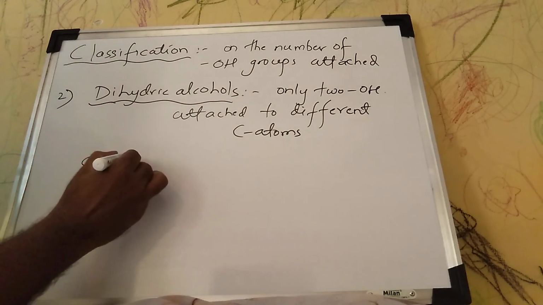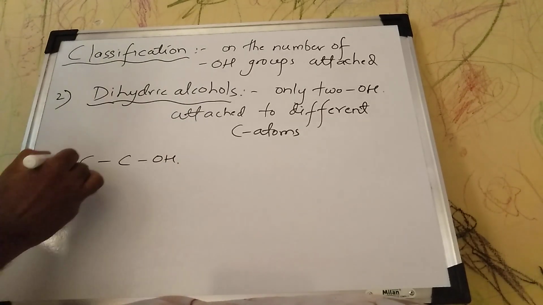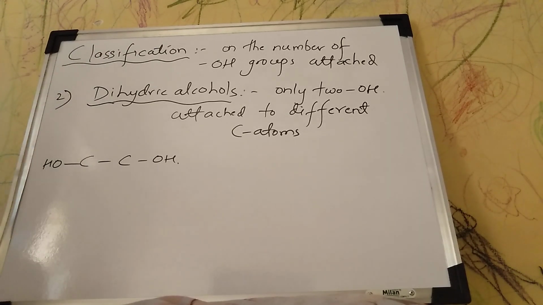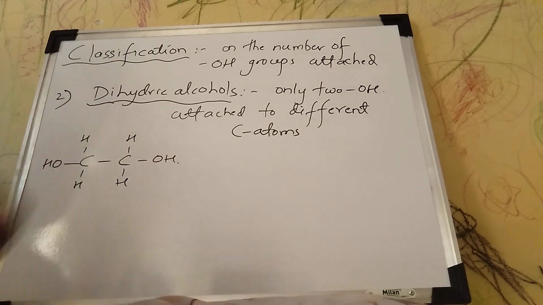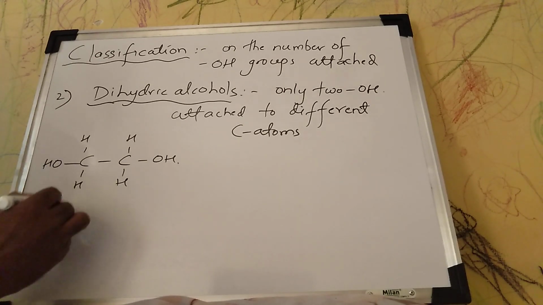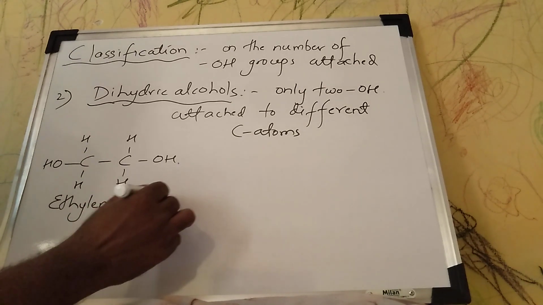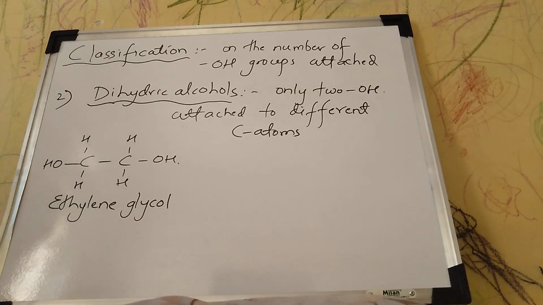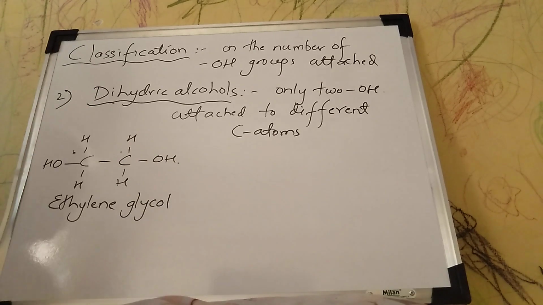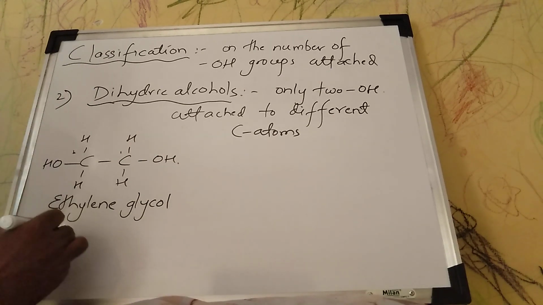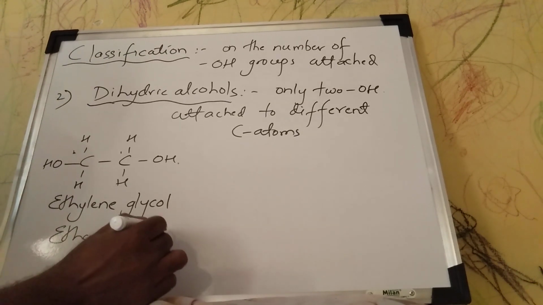For instance, two OH groups, with the rest filled with H, CH2, CH2. Commonly it is termed ethylene, and the two OH groups are called glycol. So the IUPAC name, either this will be termed 1, 2 or 1, 2. So it's ethane-1,2-diol.